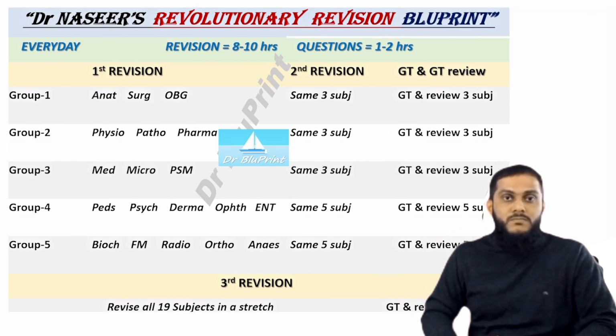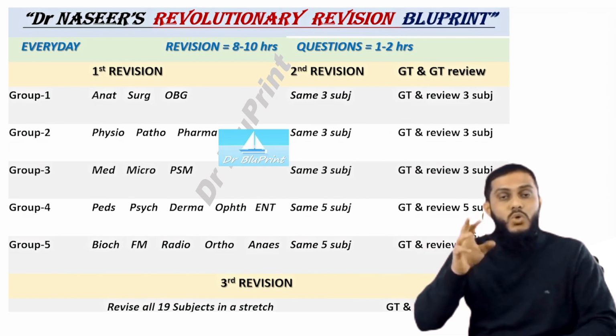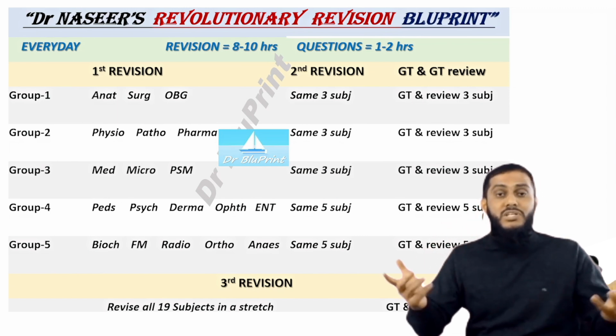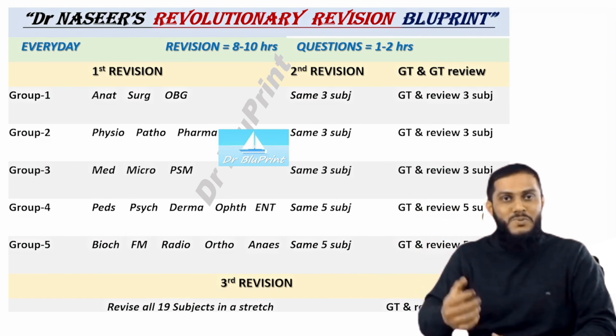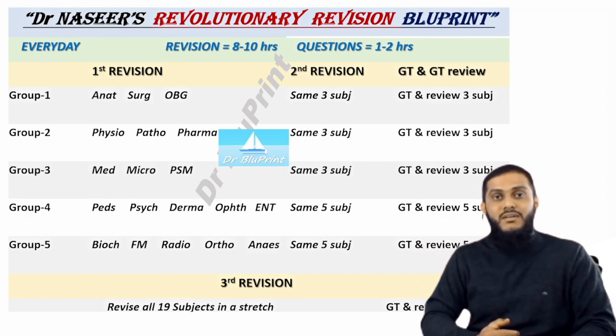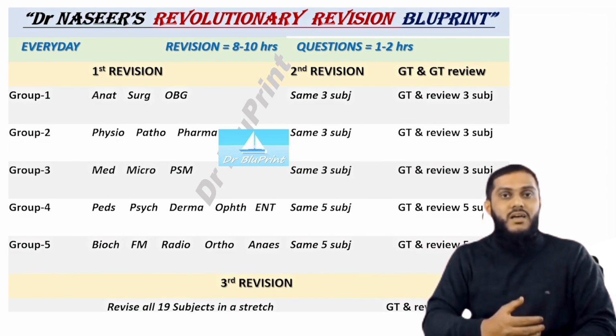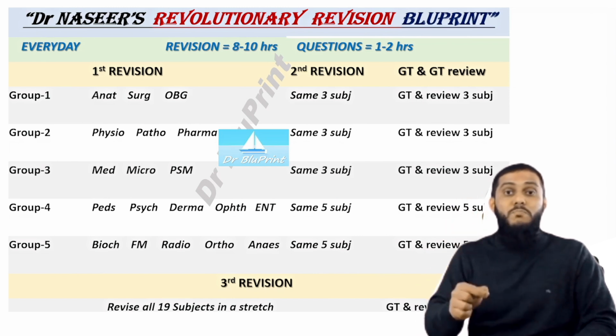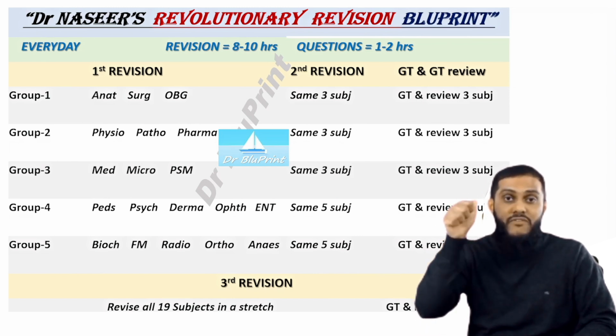Sir, normally if we have 3 months, how do we plan 3 revisions? First month, first revision, second month, second revision, third month, third revision. Can we plan like that? Why not? Yes, man, you can plan like that. But we have a better revision plan. Far, far better than other revision plans. That is our revolutionary revision blueprint, by which you will not only complete 3 revisions, you will complete 3 revisions effectively.